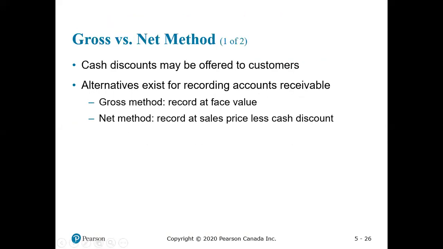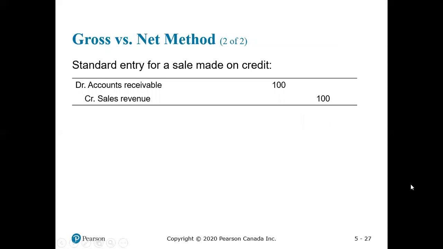So gross versus net method. There may be cash discounts offered to customers, so there are alternatives that exist for recording accounts receivable. The gross method is to record at the face value, and the net method is to record at the sales price less the cash discount. In this case, Exhibit 5-4, which is on page 212, shows the standard entry that's made when you make a sale on credit. So you debit accounts receivable and credit sales revenue.